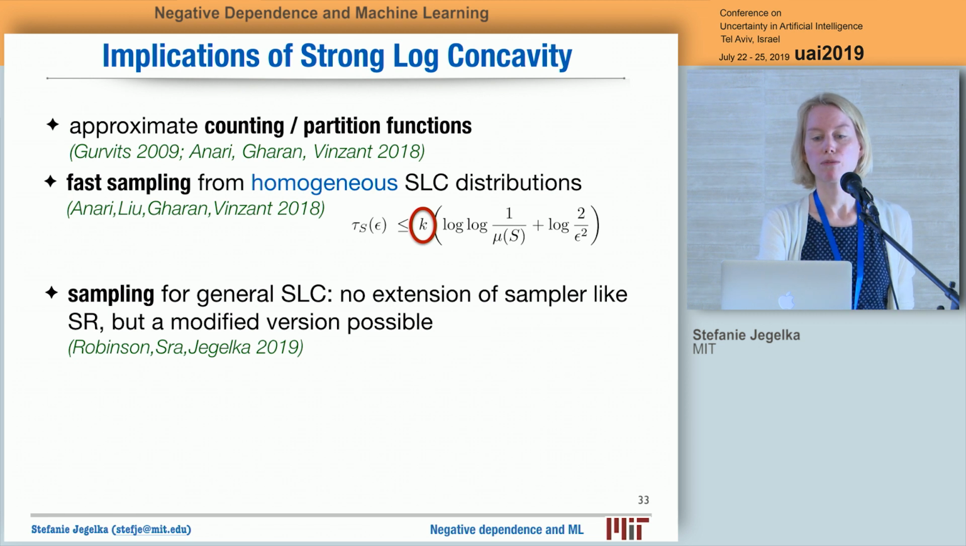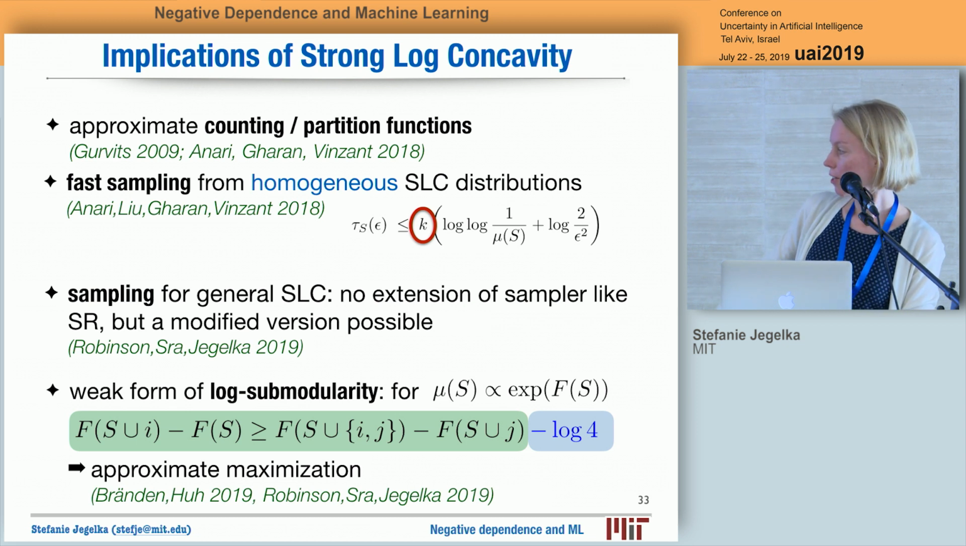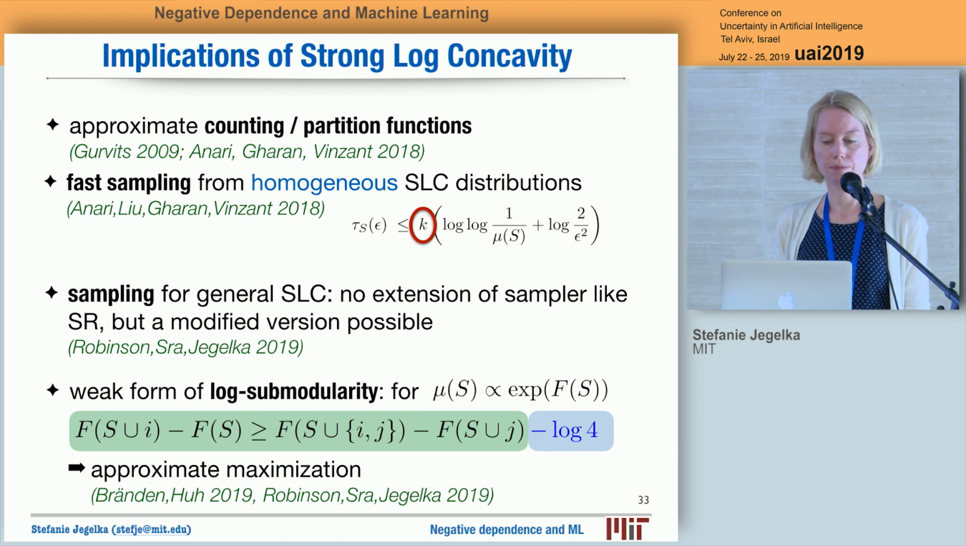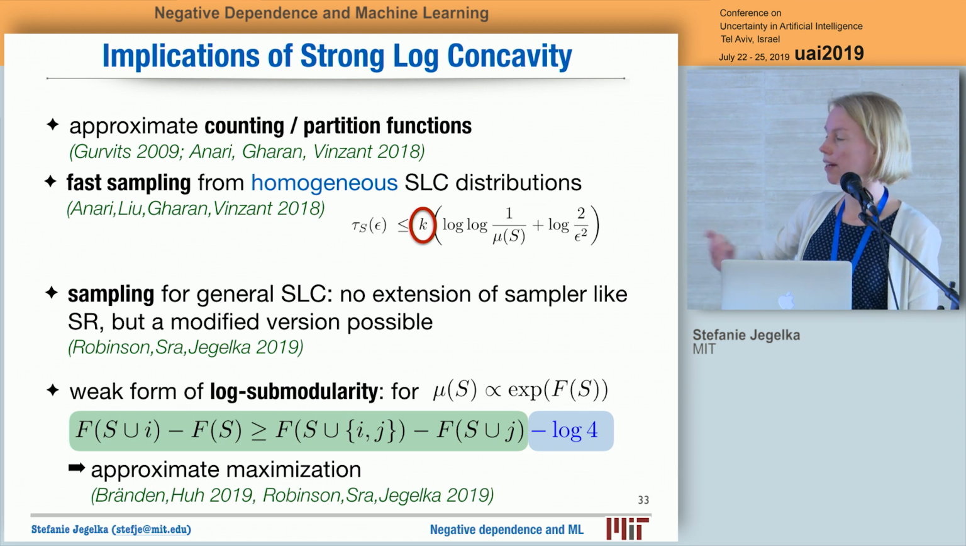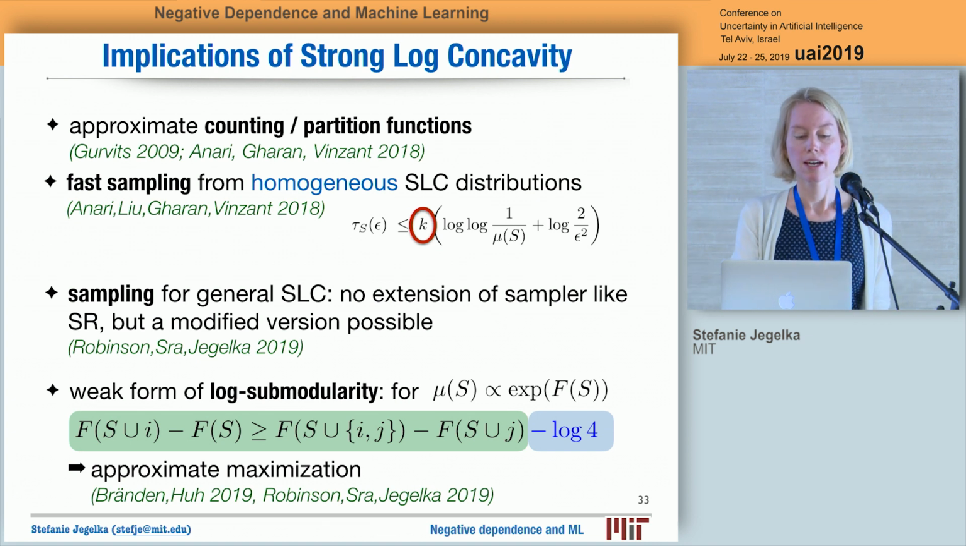The other thing I talked about was submodularity. So we had that diminishing returns property, and strong Rayleigh measures satisfy this diminishing returns property. The log concave measures do not satisfy it exactly, but approximately. So you get a weaker version of this. Essentially what you have to do is add this minus constant here, so you get this inequality up to a constant. You can still use that to get approximations, basically get approximations with greedy algorithms, but it's not exact.